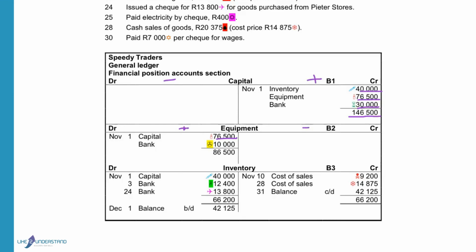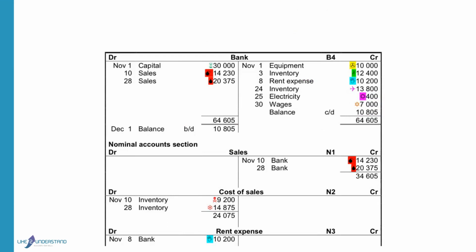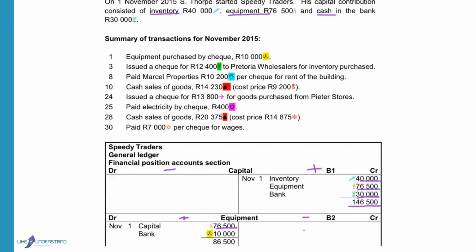Inventory will also be debited because it's an asset and the asset increases with the 40,000. And you will indicate that this amount was transferred to the credit side of the capital account. In the bank account, you will also show the 30,000 because the money in the bank increased and assets increase on the debit side. Equipment purchased by check, 10,000.